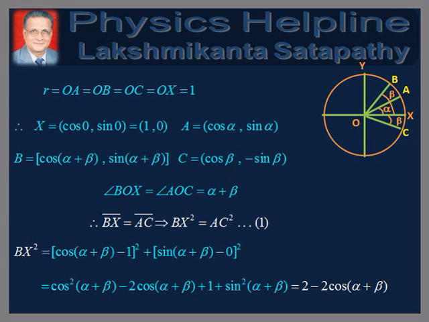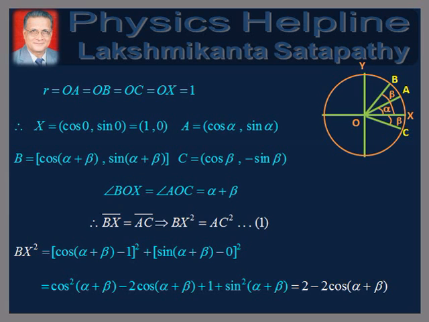Now, for point X, theta is equal to 0. Therefore, coordinates of X are cos 0, sin 0, which is equal to (1, 0). Coordinates of A are (cos alpha, sin alpha). Coordinates of B are (cos(alpha plus beta), sin(alpha plus beta)). And coordinates of C are (cos(minus beta), sin(minus beta)), which is equal to (cos beta, minus sin beta).